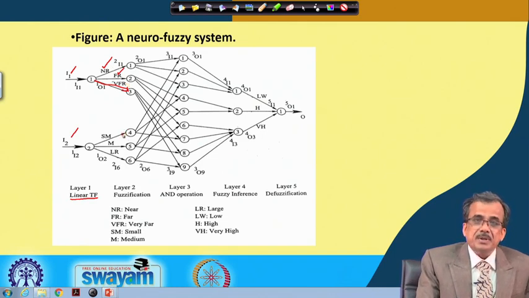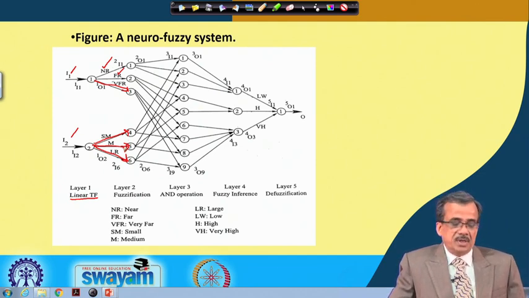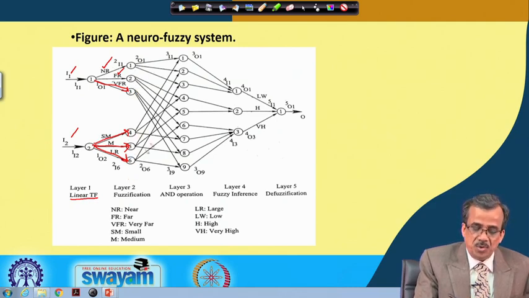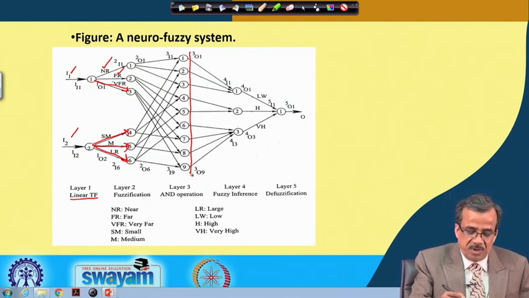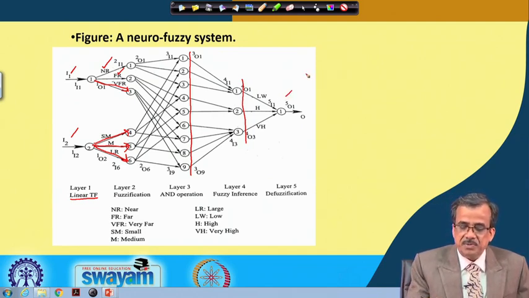Similarly, the membership function distributions for the linguistic terms used to represent I2 are denoted by V24, then V25, then V26. Now, there are three linguistic terms for I1 and three other linguistic terms for I2. So, here I have got 9 rules, and this is the layer 3, that is the AND operation layer, and layer 4 is the fuzzy inference, and layer 5 is the defuzzification.